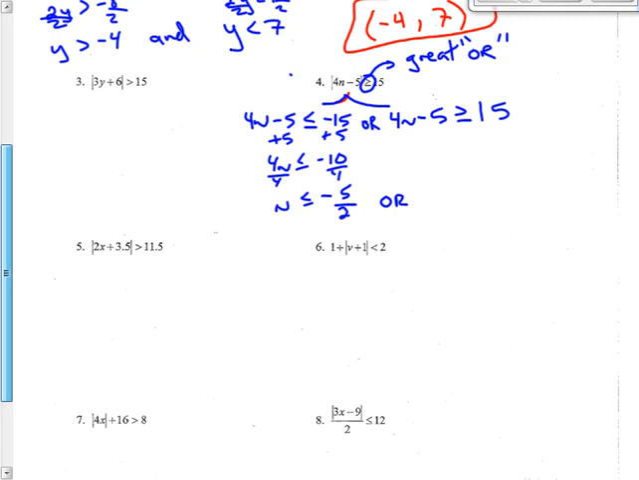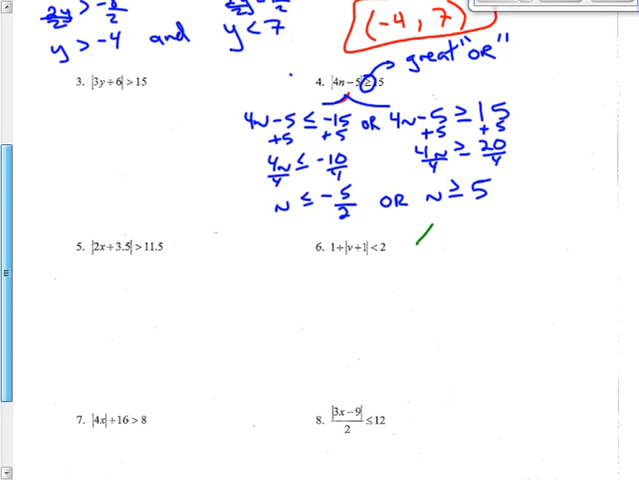There's an or in between. I'm going to add 5 to both sides. 4n greater than or equal to 20. Divide by 4. N is greater than or equal to 5. Okay, fractions are okay. I end up with a whole number here for the second one, and those are perfect.